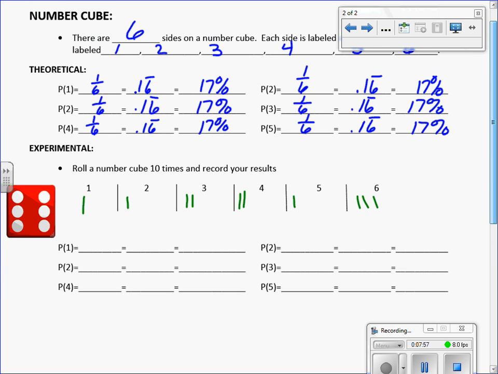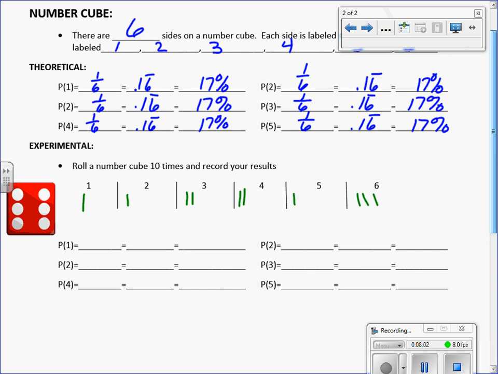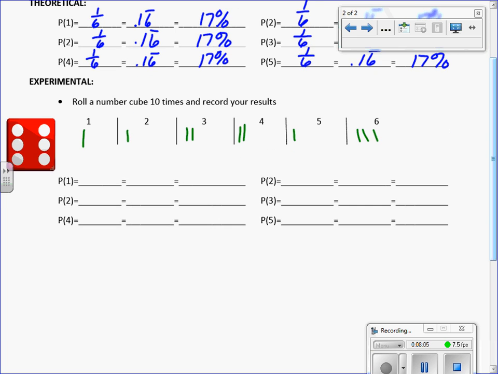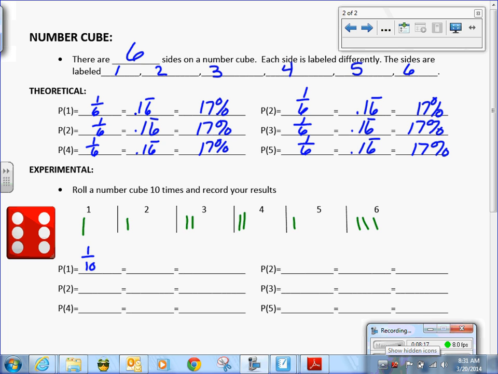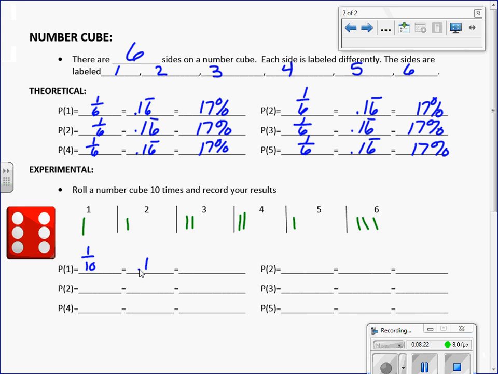So, theoretically, I should have gotten 17% every single time. All right, let's see what happened in our actual experiment. So for 1, I got 1 out of 10 times I rolled it. So that would be 0.1, which would be 10%. For 2, I got that 1 out of 10 times. So that was, again, a 0.1, which was another 10%.